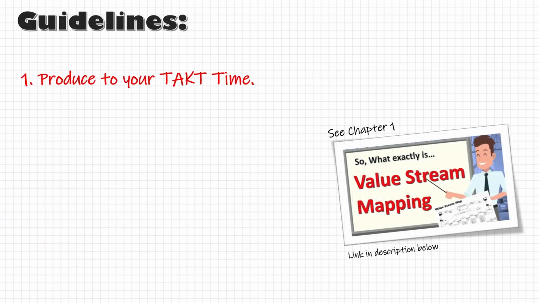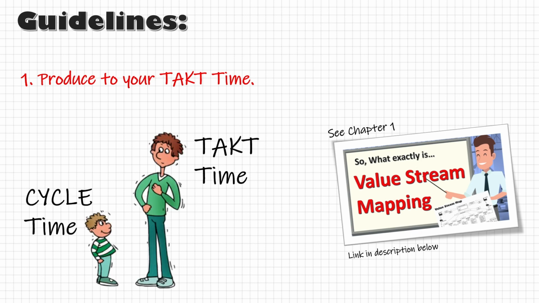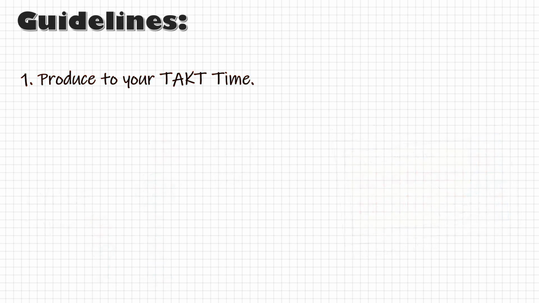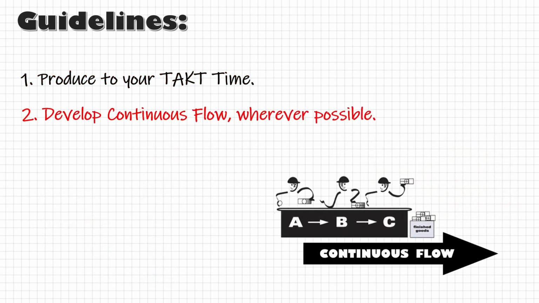Let's begin. Number 1. Produce to your takt time. Your actual cycle time must never exceed the takt time. Second, develop a continuous flow wherever possible. It will reduce inventory and thus reduce your lead time.